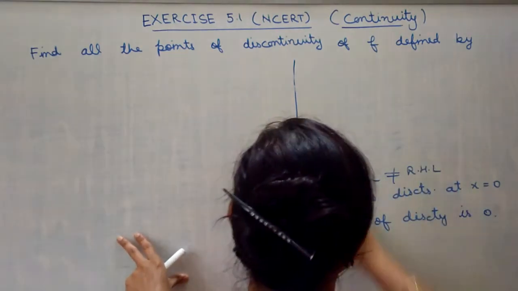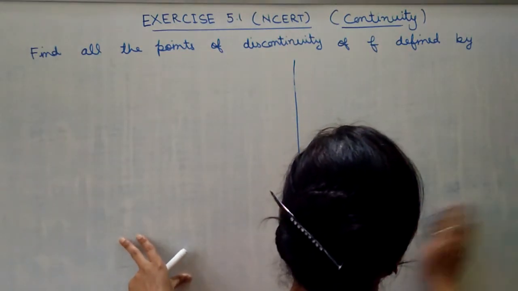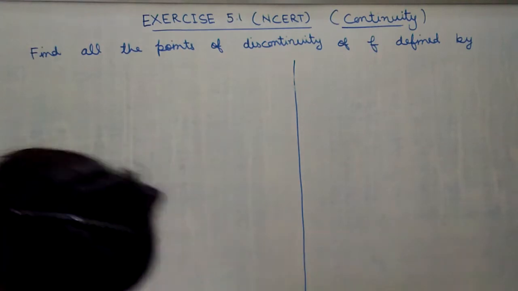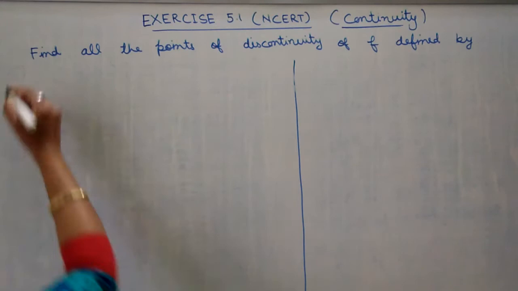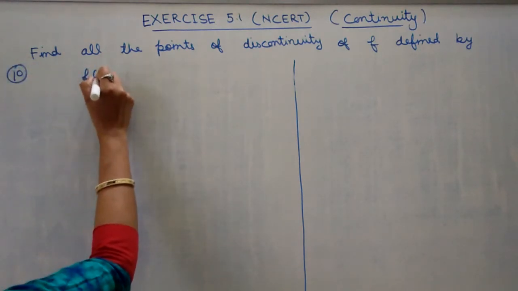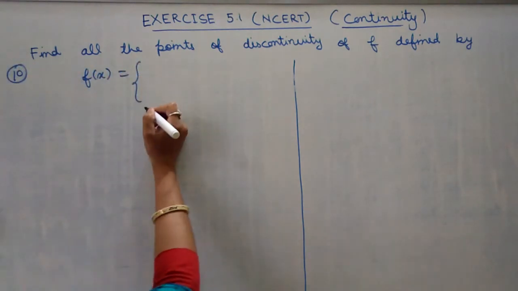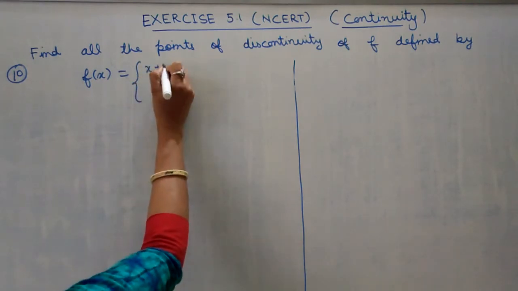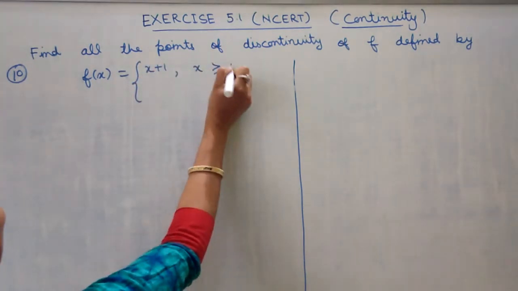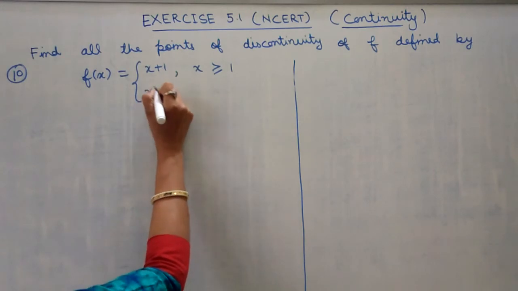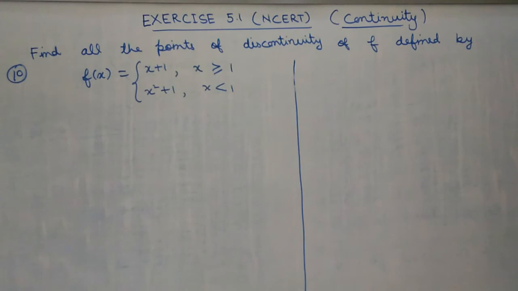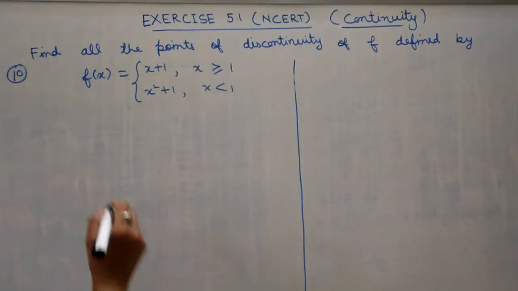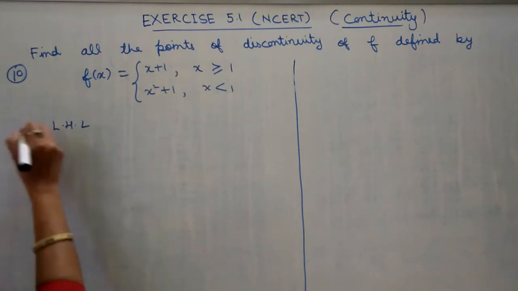In the 10th solution, we have two values for the less than limit and the greater than limit. Question number 10. f(x) is defined as x plus 1 when x is greater than or equal to 1, and x square plus 1 when x is less than 1. So we have to check the point of discontinuity for this by taking the left hand limit.